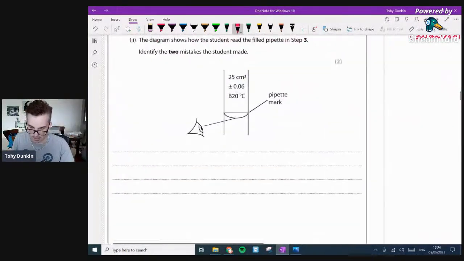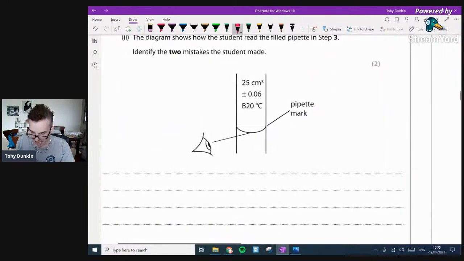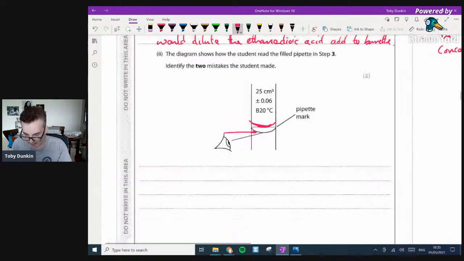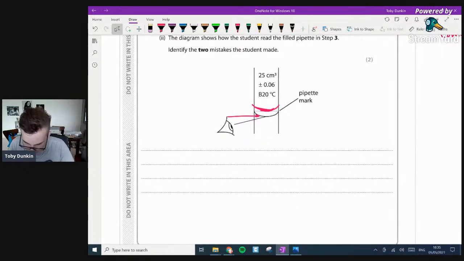Next. Okay, so they're making a parallax error. So number one, you always read a burette from exactly eye level. And the second thing is the meniscus should be on the line. So identify two mistakes.